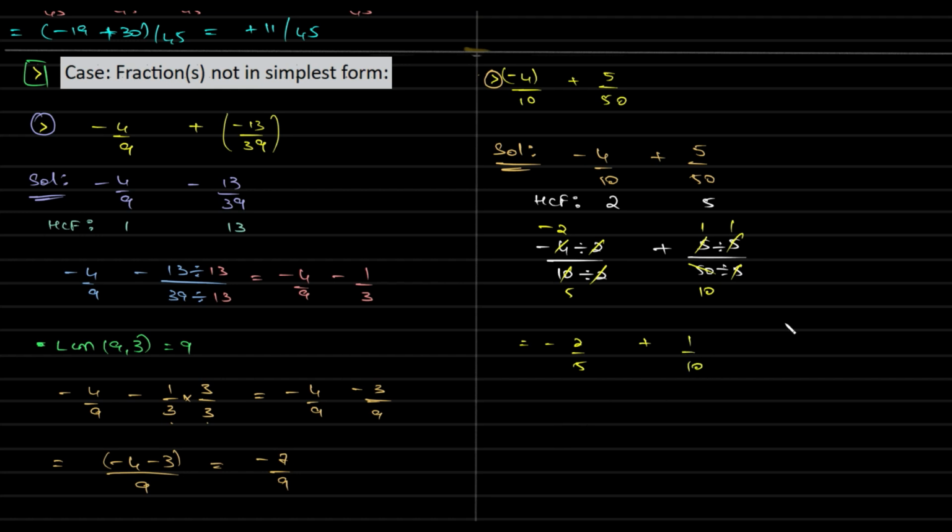The next step is to find the LCM between 5 and 10. In this case the LCM is 10. Right? So in the next step we have negative 2 by 5 plus 1 by 10, making the denominator same. So I need to multiply with 2. Here I need not multiply with anything. So negative 2 into 2 is negative 4 by 10 plus 1 by 10. So here all I have to do is add and subtract. Difference is negative 3 by 10. Done.